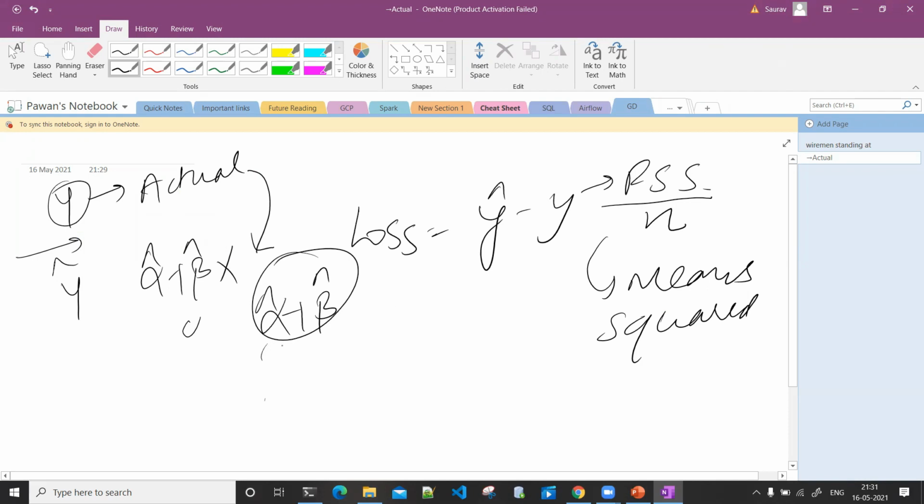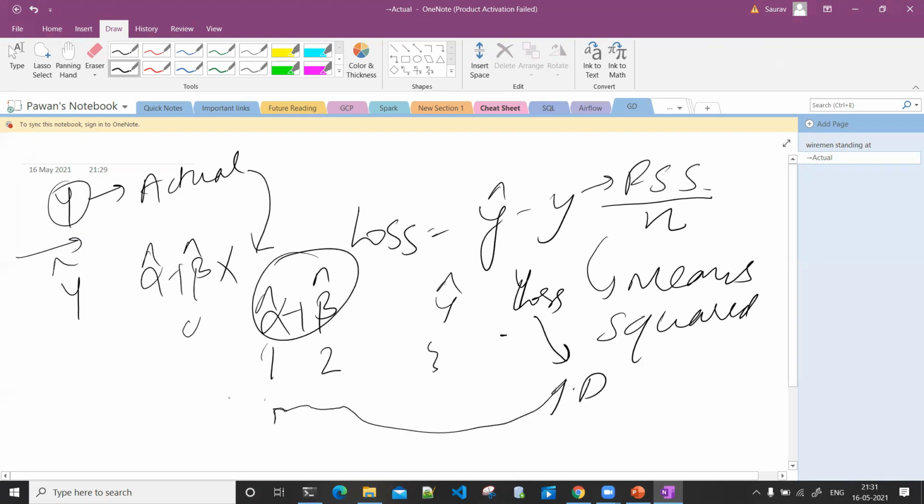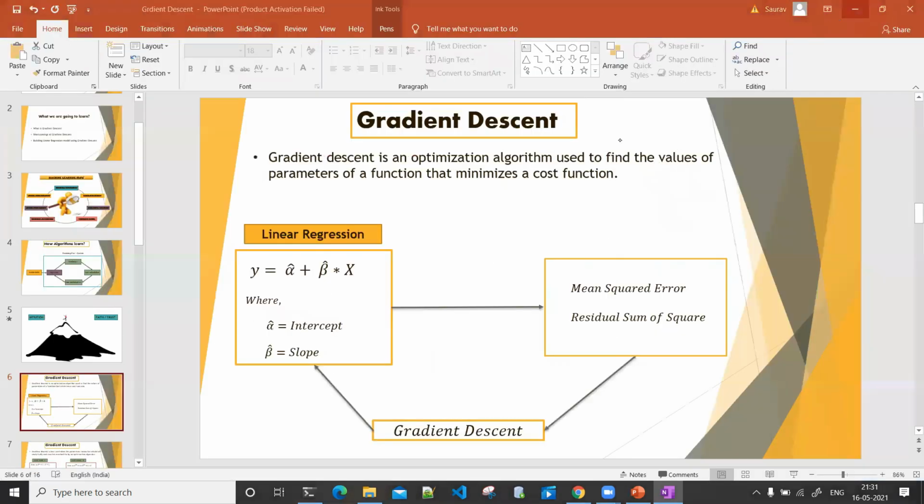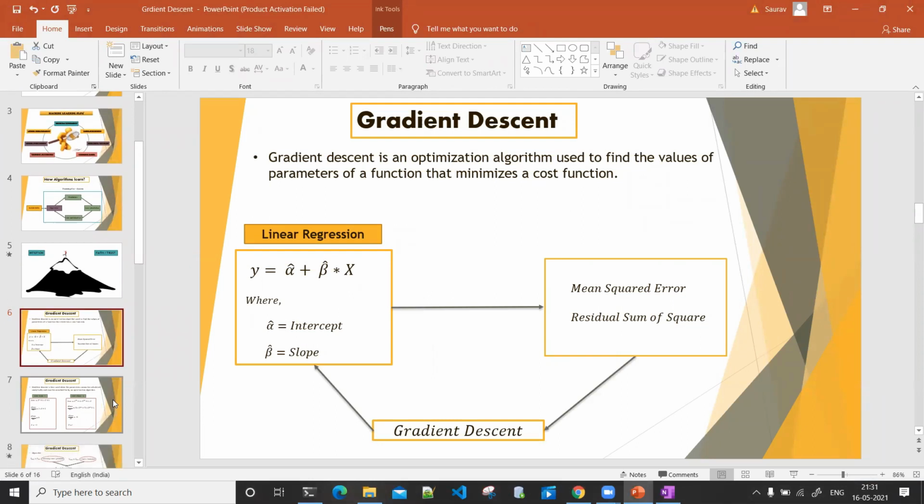Suppose earlier the value of alpha is 2 and beta is 3, then it predicted something, and then it calculated the loss. Then we give it to the gradient descent algorithm, and it is going to look for the next values. Suppose in the next iteration it will check for 1.5 or 2.5, and the same process is going to repeat until we get a better result. So this is how it works.